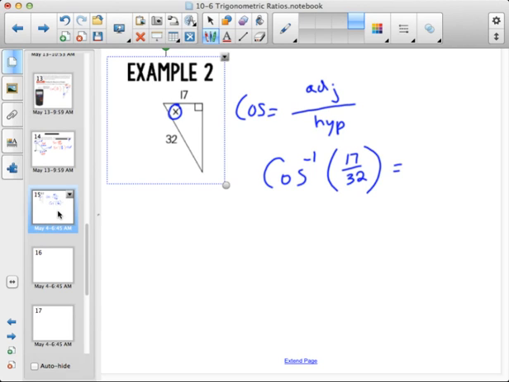And it will tell us the measurement of that angle. Keystrokes would go shift cosine 17 divided by 32, and hit equals. And it's going to tell us about 57.9 degrees. 57.9 degree angle would be angle x.